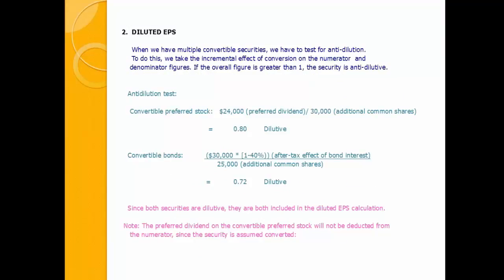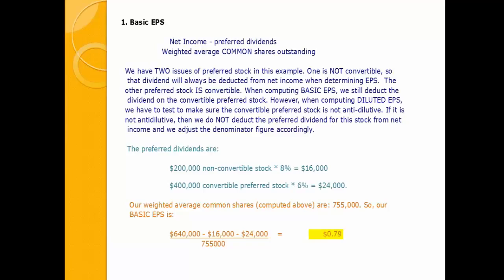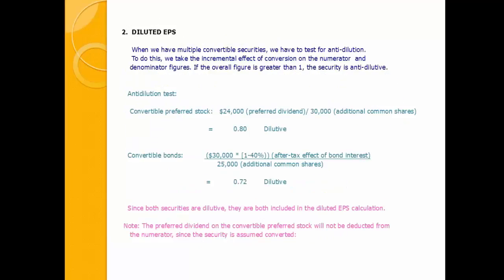What we want to consider now is the dilution effect. The dilution effect is related to the convertible preferred stock and the convertible bond. Notice we're not doing the complete calculation; we're doing these individually, in the sense that we have the basic earnings per share of 79 cents, and then we are going to impact this through the conversion of the preferred stock and then through the conversion of the convertible bonds.